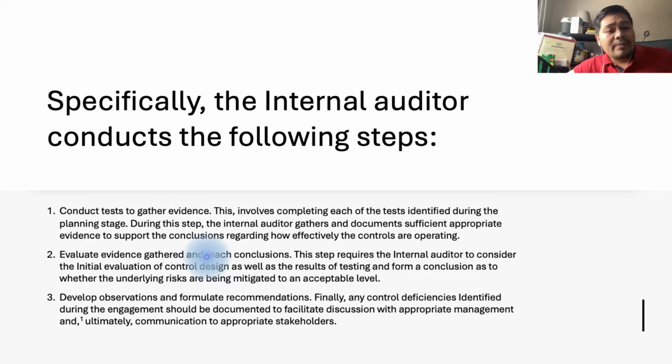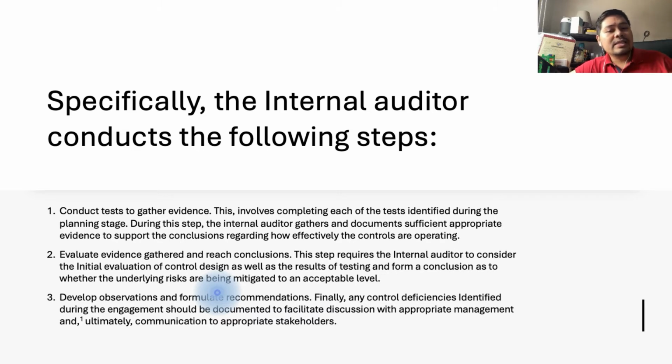Also, during this step, the internal auditor gathers and documents sufficient appropriate evidence to support the conclusion regarding how effectively the controls are operating. So, sufficient meaning the quantity, and appropriate the number. Okay. Also, included here, evaluate the evidence gathered and reach a certain conclusion. So, in each procedure that you perform and you gather evidence, based from the evidence that you gather, you need to reach a conclusion in relation sa objective na naset mo doon sa ginawa mong audit procedure.